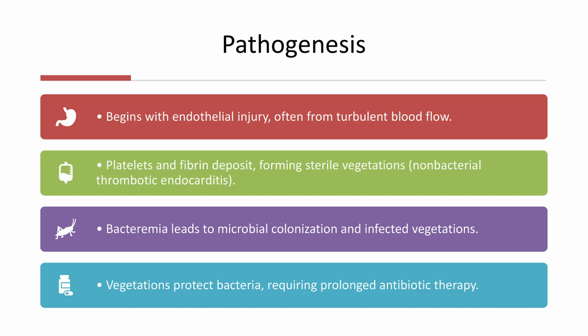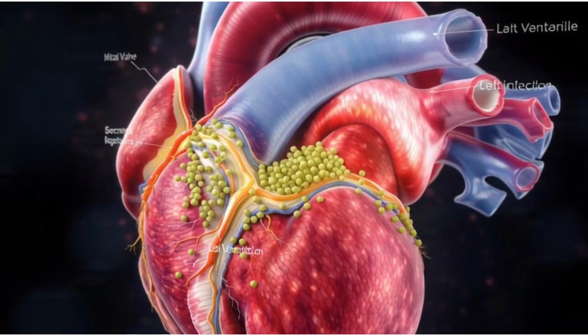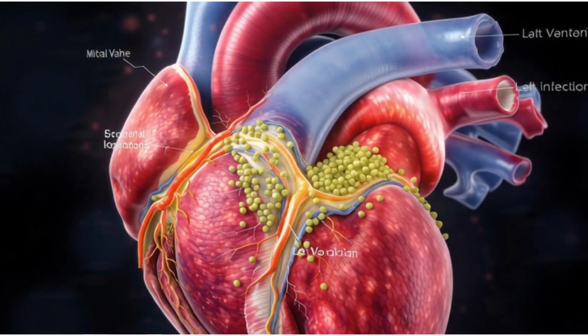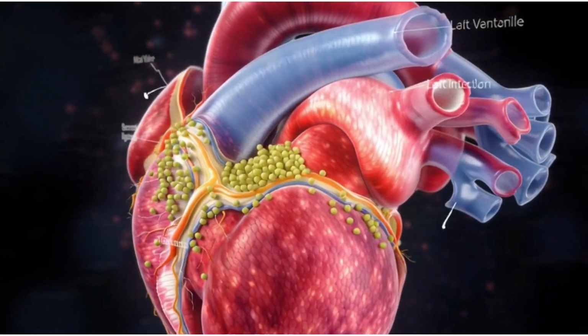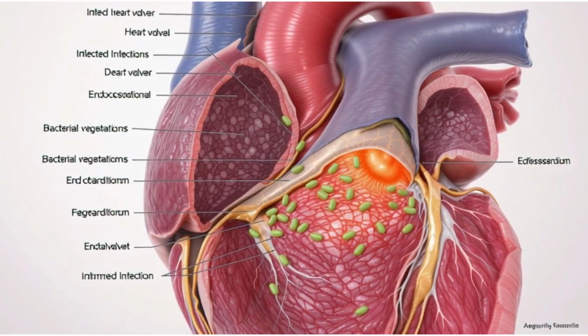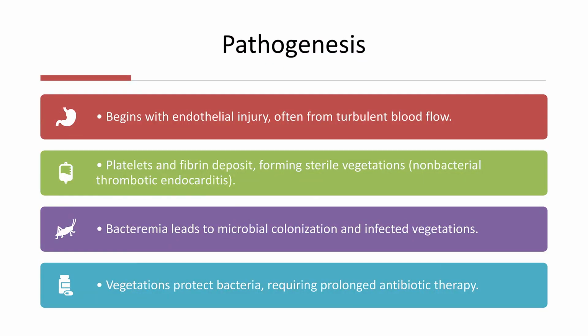Pathogenesis. The pathogenesis begins with endothelial injury. This is usually caused by turbulent blood flow, such as in congenital heart disease. Platelets and fibrin then deposit, forming sterile vegetations, known as non-bacterial thrombotic endocarditis. When bacteremia occurs, microorganisms adhere, colonize, and form infected vegetations. These vegetations protect bacteria, making eradication difficult and requiring prolonged antibiotic therapy.